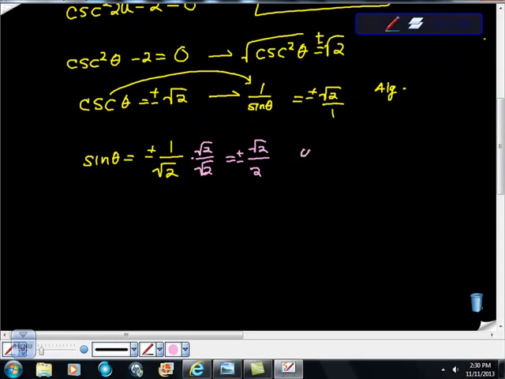Now we have to go to the unit circle, and on the unit circle, we have to look for square root of 2 over 2, plus or minus square root of 2 over 2. So plus or minus square root of 2 over 2. I'm going to go to the unit circle and we'll find these things together.